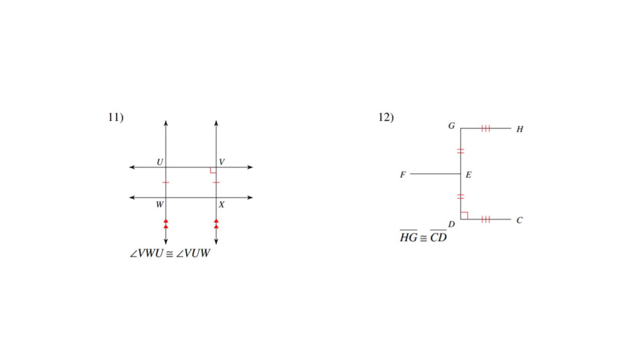All right. Angle VWU would be that angle right there. Is it congruent to VUW? There's no way because they're not even both drawn on there. So that's a no. All right. This next one says HG is congruent to CD. So in order for that to be true, they'd have to have the same number of tick marks. This has 3. This has 3. So yes, this is true.